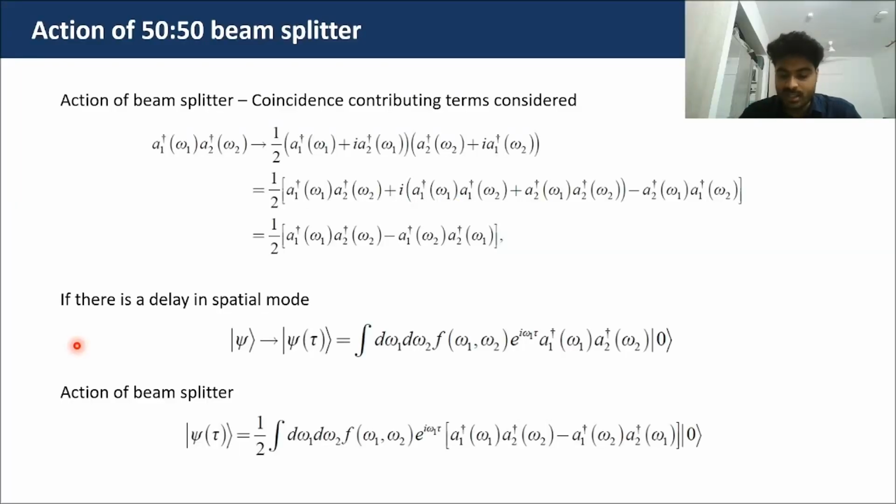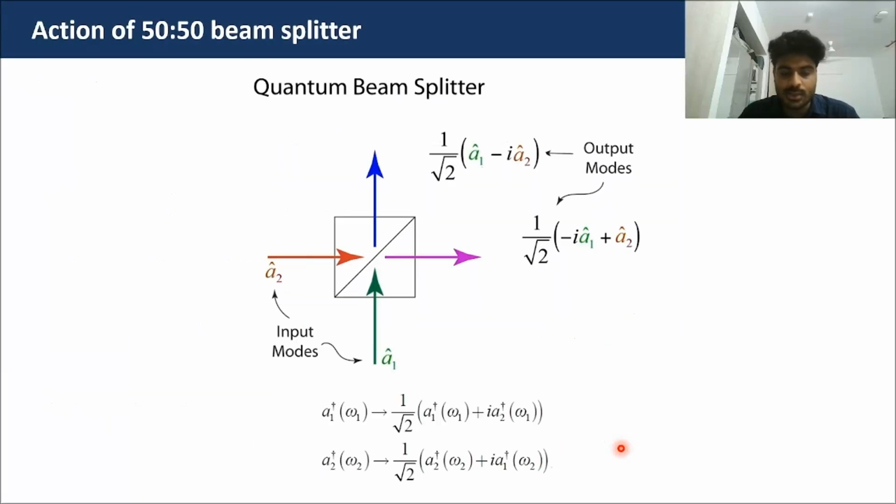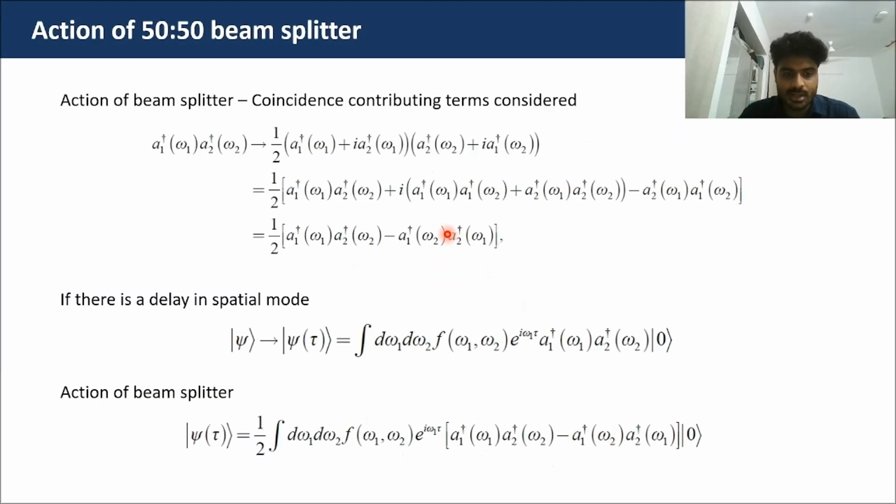So far, we have seen how the two-photon state can be represented mathematically using A dagger operators acting on the vacuum, and what happens to it once it passes through the quantum beam splitter. Now, we introduce a delay in spatial mode A1 through a term e raised to i omega 1 tau, where tau represents the relative temporal delay. Now, when it is passed through a 50-50 beam splitter, we have this expression as the state of the system.